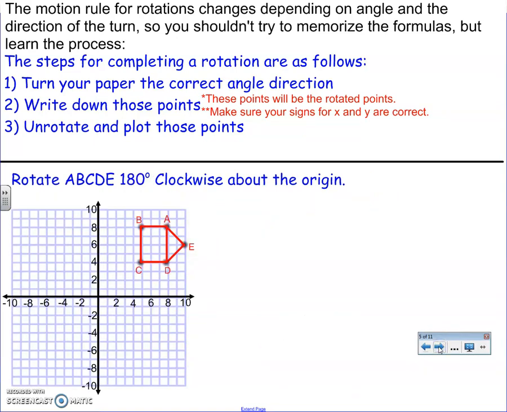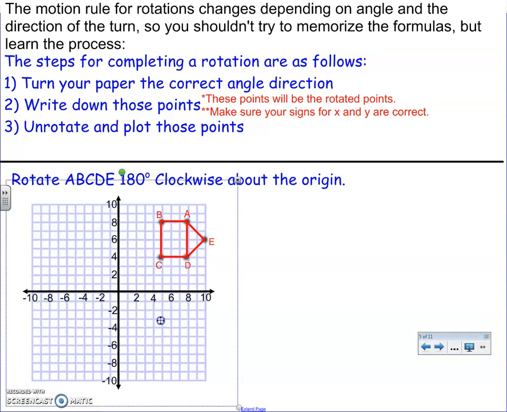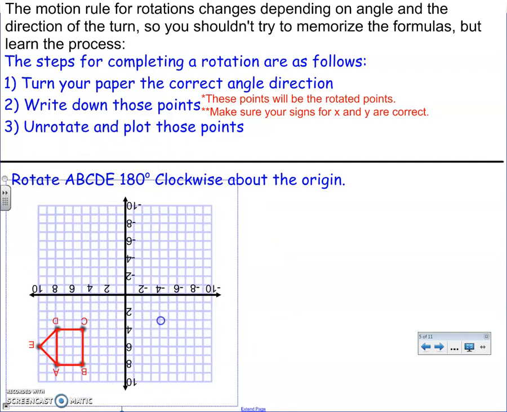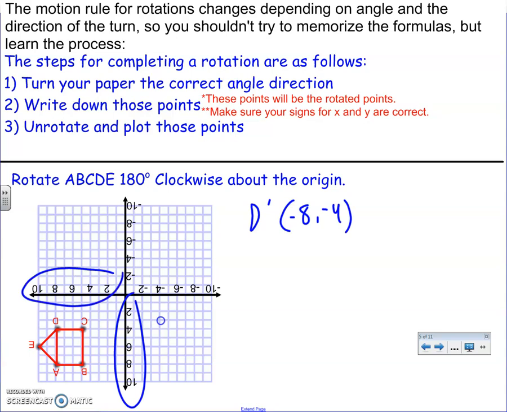Rotate 180 degrees about the origin. So 180, is it clockwise? I'm going to turn it right, 180. That's my new final picture for my answers. I'm going to label all those points. D prime, that is negative 8, because that's left 8, and down 4. Alright, make sure you know these are negatives, these are negatives, because a lot of kids can get that wrong.